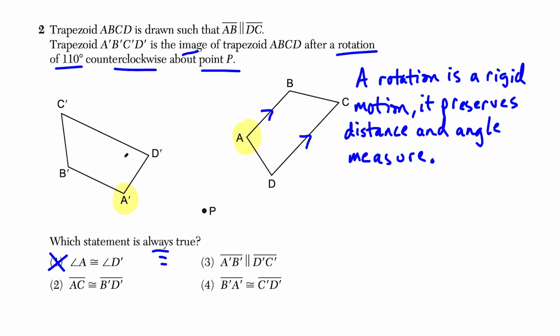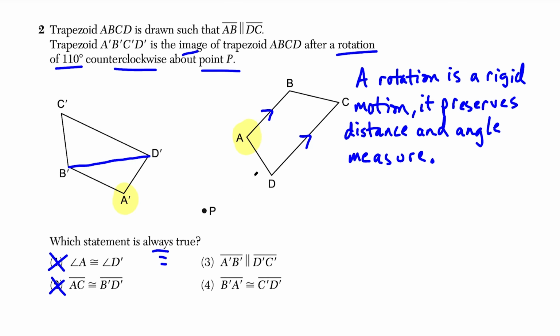Now choice 2: is AC, this diagonal, congruent to segment B prime D prime? This one is not always true. The only way that would be true is if AC was congruent to BD, and that would only be true if we had an isosceles trapezoid. If we were told that AD is congruent to BC, then 2 would always be true, but they didn't tell us this is isosceles, so we can't say that 2 is true. So let's cross this off again. This is not our solution. And we'll get this out of the way so we can consider the next answer choice.